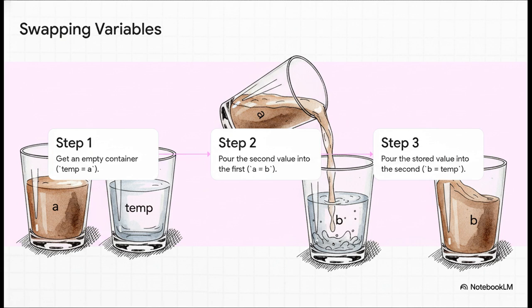We create a temporary variable. We pour the first value into that temp variable. Then we can pour the second value into the now empty first container. And finally, we take what we saved in our temp variable and pour it into the second container. Understanding this simple logic is, well, it's a huge step.